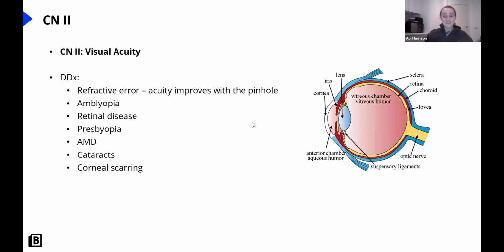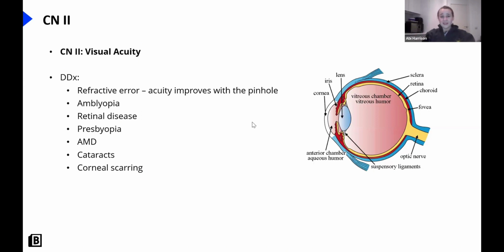Amblyopia is also known as a lazy eye, and it can be either unilateral or bilateral, and it's reduced visual acuity that occurs because there's an insult to the visual pathway when the visual pathway is developing, and that critical period of development is between birth and 3 months generally. And things that can cause that disruption to the cortical visual development are things like a really high refractive error, like we spoke about, or something like a squint, which is misalignment of the eyes.